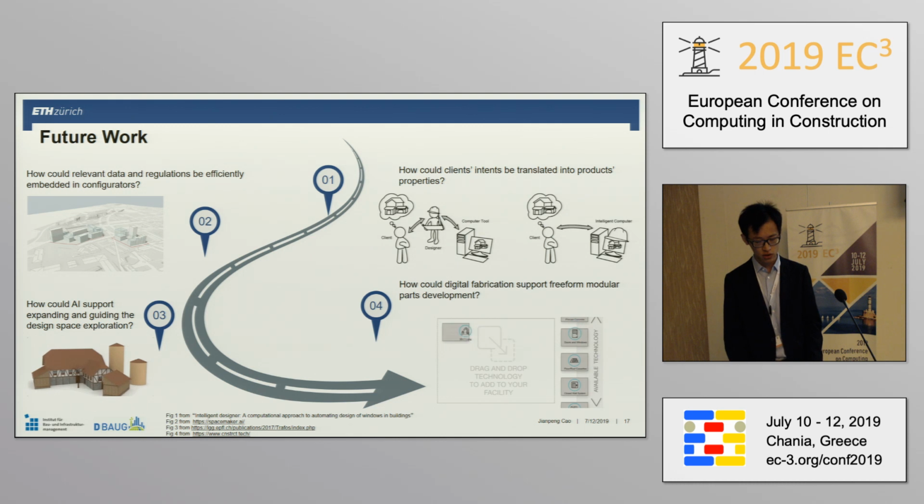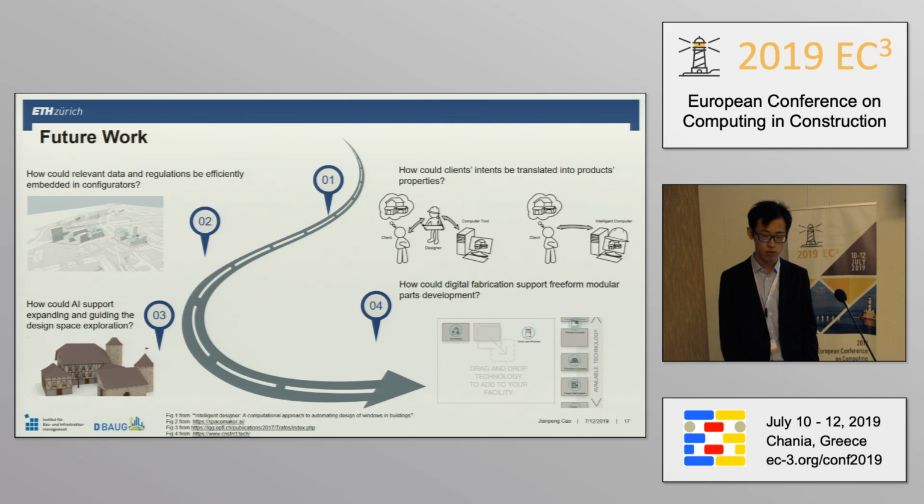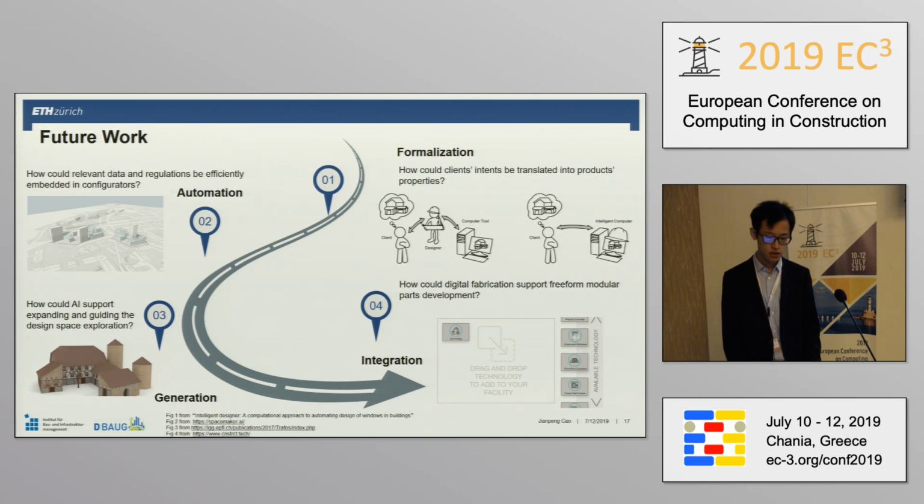And last but not least, how could digital fabrication, such as 3D printing and robotic manufacturing, support the free-form module parts development? And this might require a better understanding of the limitations of those new equipment imposed on the design. So briefly speaking, there are 4 dimensions of research on configurators: formalization, automation, generalization, and integration.